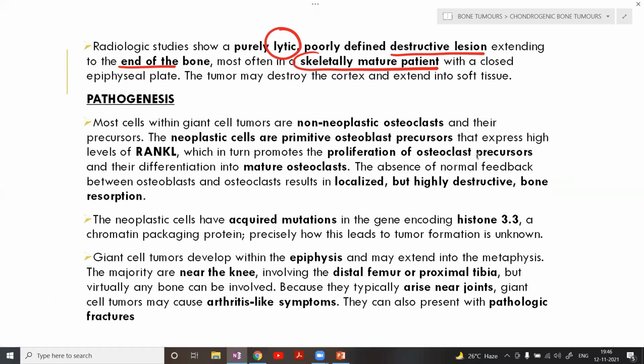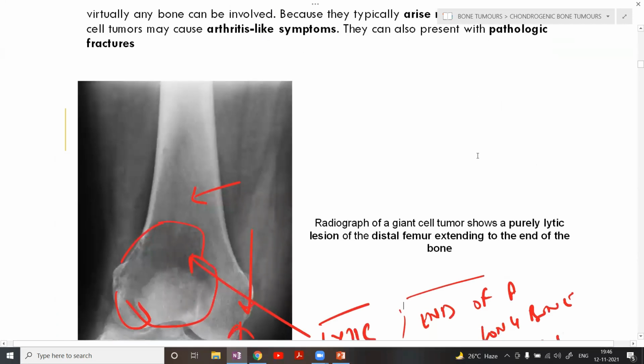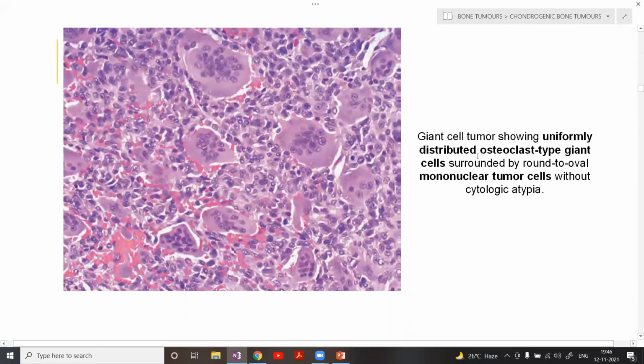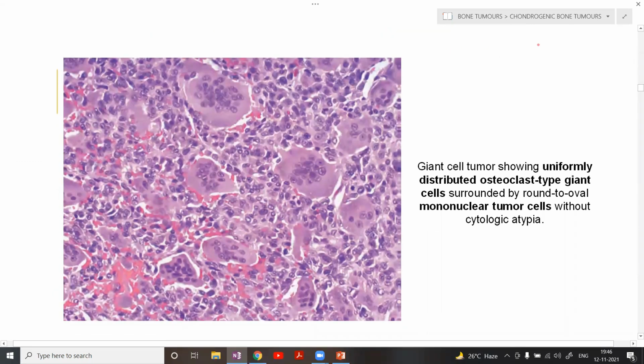Now, if I just read it out, you will feel bored. So I will explain it to you with the help of a diagram. Okay. I will come to the gross and microscopic features, but before that, I would like to discuss the pathogenesis because that is a very important question that is asked.